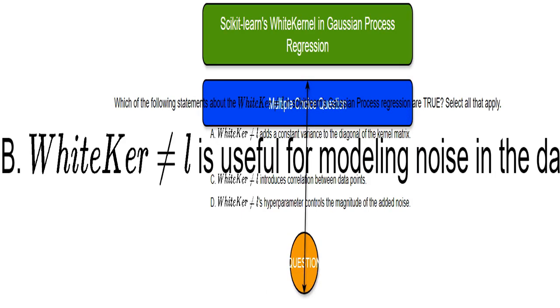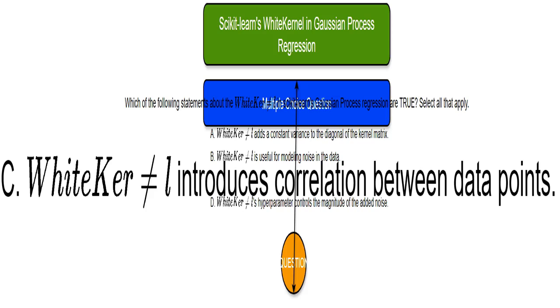Statement B suggests that the WhiteKernel is helpful in accounting for inherent uncertainties or noise within the data. This is directly related to the fact that it adds variance. Think of it like this: real-world data is never perfect. The WhiteKernel helps capture that imperfection. Statement C claims that the WhiteKernel introduces correlation among data points. We'll see that this is false because it only modifies the diagonal.